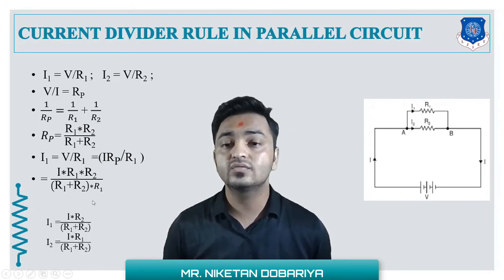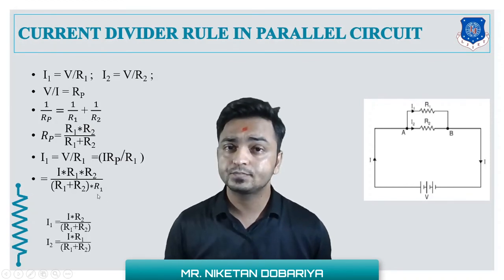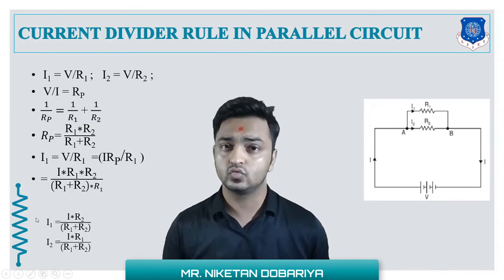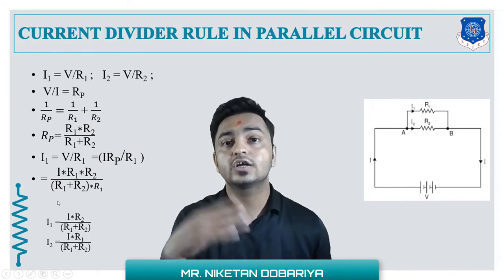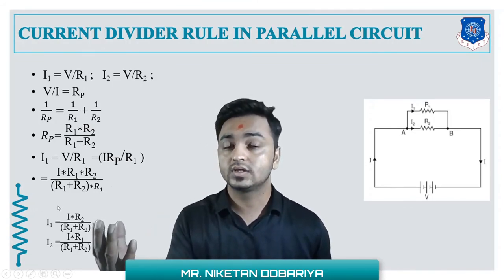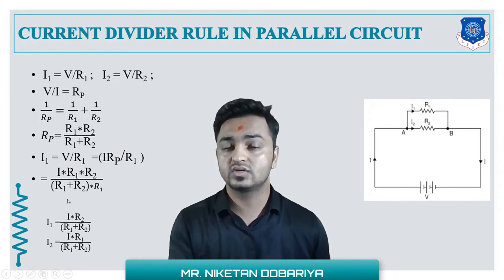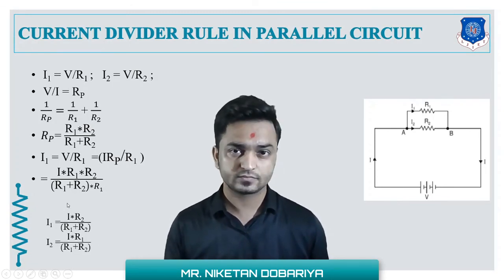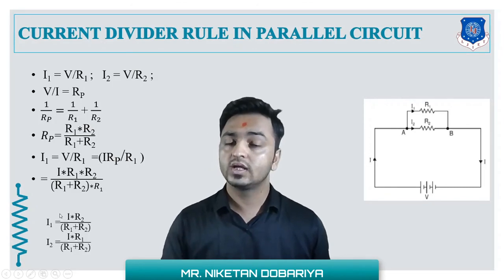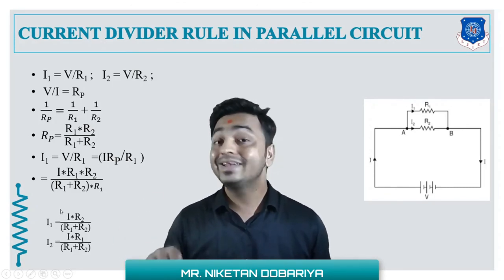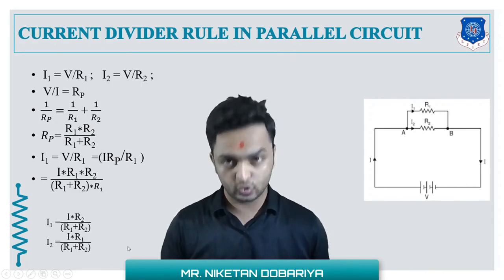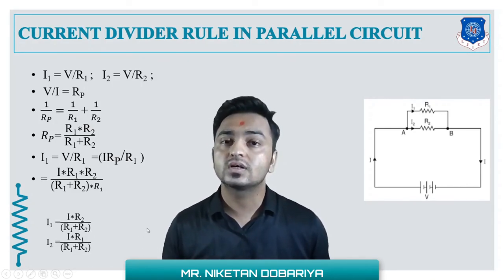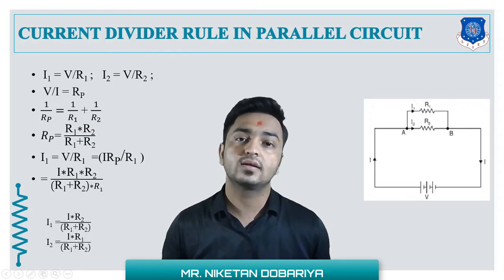If we put these values in, R1 and R1 cancel out. So we will have I1 equal to I into R2, the other resistor, divided by R1 plus R2. Similarly, if you find I2, it is going to be the total current I into the other resistor, R1, divided by R1 plus R2. So this is the current divider rule for a parallel circuit.